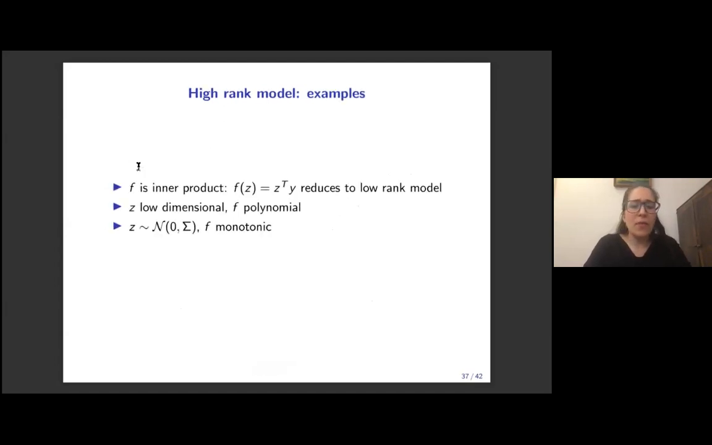There are a couple of examples worth talking about. If f is just the inner product, so f of z is z transpose y for some fixed y, then this high rank model reduces to a low rank model. If z is low dimensional and f is a polynomial function, what I have is a model for low dimensional manifolds. And there's a third model I want to talk about, which is when z follows a Gaussian distribution and f consists of monotonic functions. That's called the Gaussian copula model.